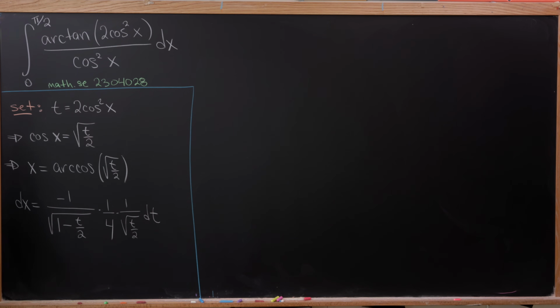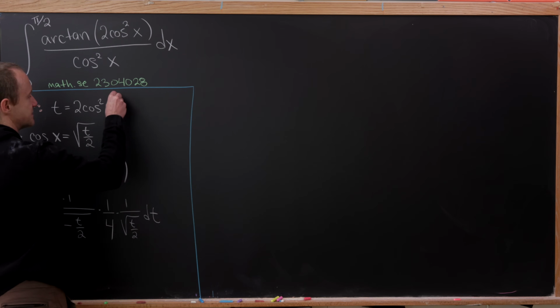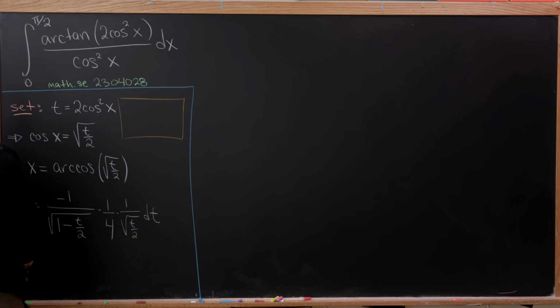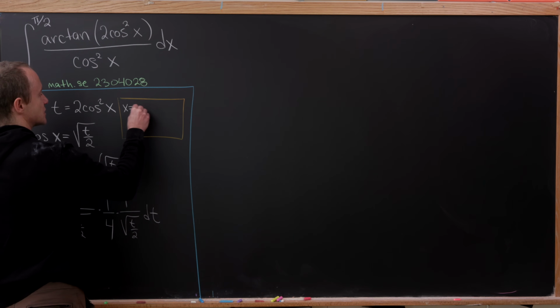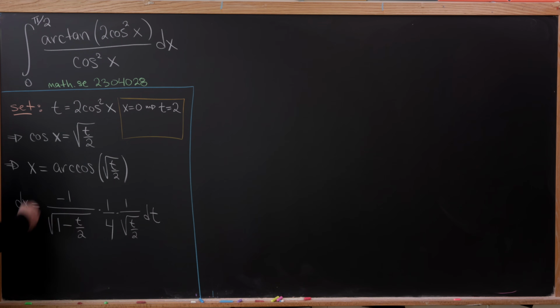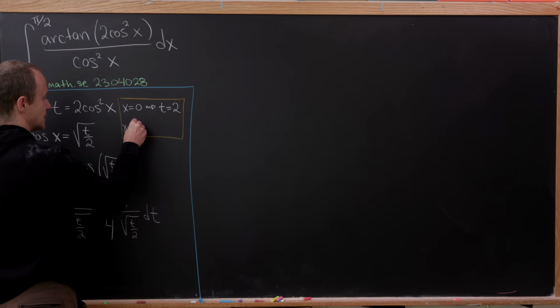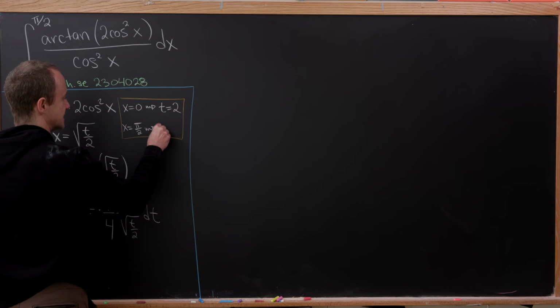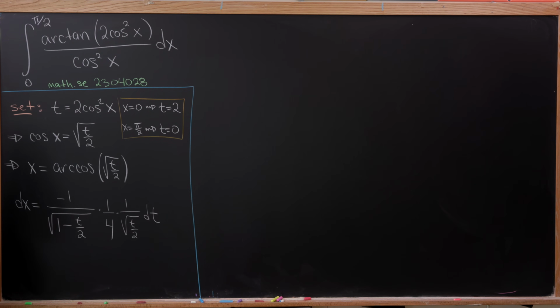Okay, so there we have our substitution worked out. Now we just need to talk about our bounds of integration. If x is equal to 0, it's pretty clear that t will be equal to 2 because cosine of 0 is 1. And if x is equal to pi over 2, we will see that t is equal to 0 because cosine of pi over 2 is 0. So that's going to switch my bounds so that I have an integral from 2 to 0. But I can switch it to an integral from 0 to 2 by applying this minus sign, and that's exactly what I'm going to do.